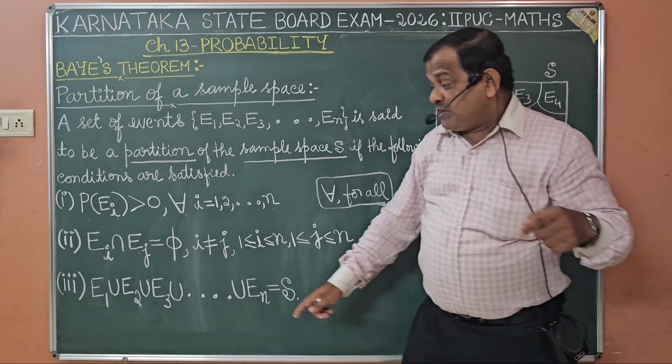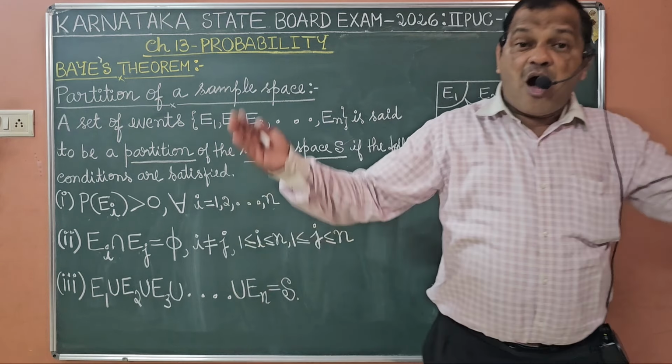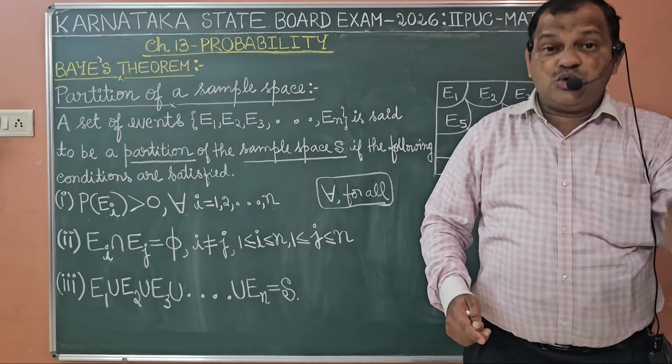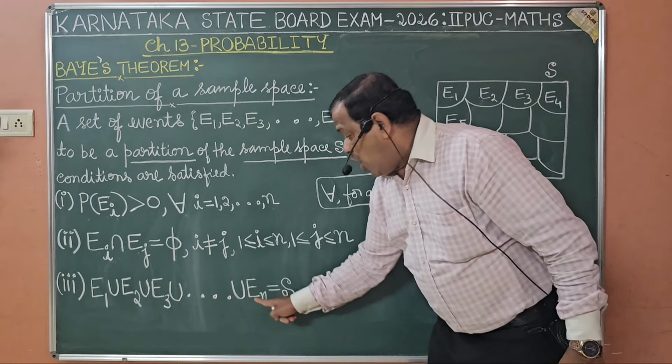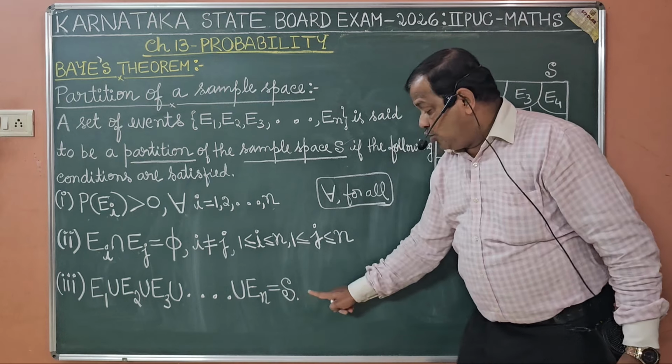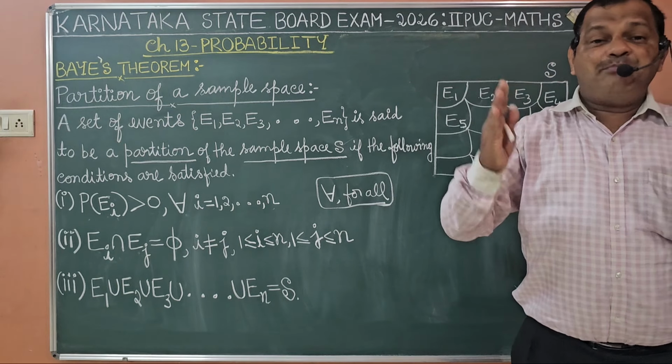The third condition: when you take the union of all the events, E1 union E2 union E3 union, and so on, union En, we should get the complete sample space.